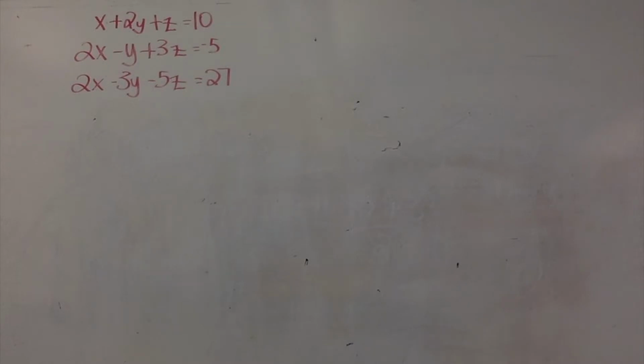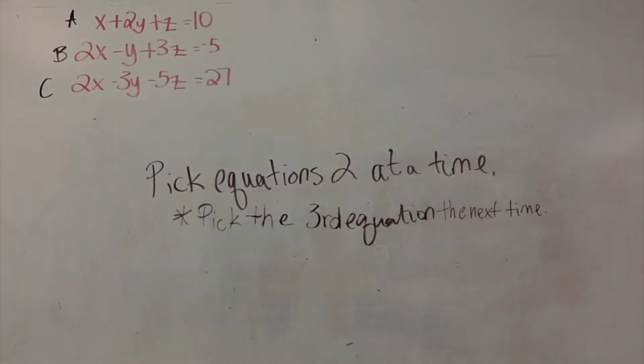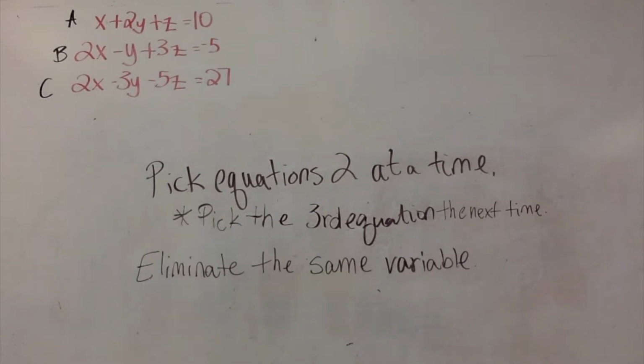And what you do is you pick 2 equations at a time. So the next step is going to have to be done twice. You pick 2 equations, and then the next time you pick 2 equations again, but you have to pick the 3rd equation that you missed. So if you're going to do A and B, then you're going to have to do C and then one of the others again. You have to eliminate the same variable when you do them.